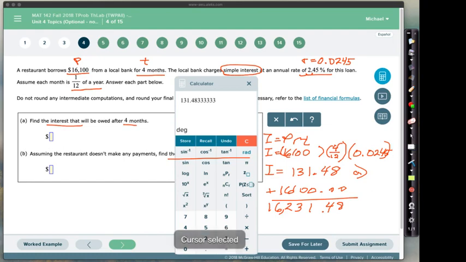So we'll enter these in so that we'll be able to check at the end and verify that the answers are correct. 131.48 and 16,231.48. I remember Alex likes to have commas. It won't be marked wrong without the comma, but let's just be nice to Alex, and then maybe Alex will be nice to us.